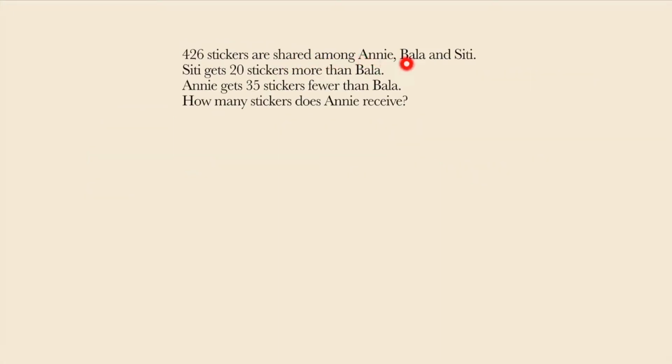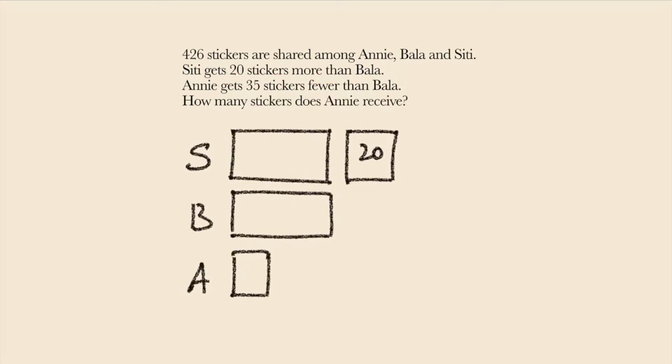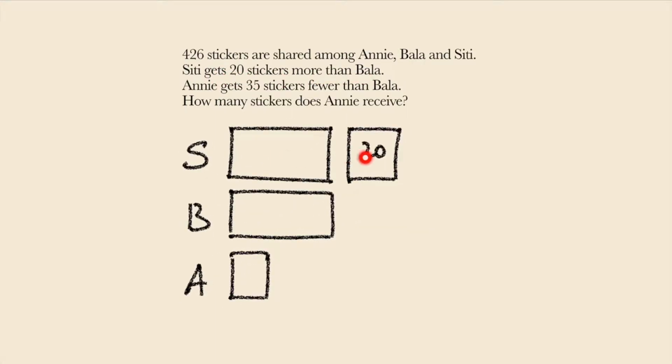426 shared among A, B and C. C gets 20 more than B. So I'm going to show that C has 1 unit and 20, B has only 1 unit. Annie has 35 fewer than Bala. So whatever Bala is, I'm going to draw Annie as a shorter bar. Shorter by how much? 35. So if I can show 35 within this bar like this, I can also show 35 above like that. So now 1 unit is just simply this part here.